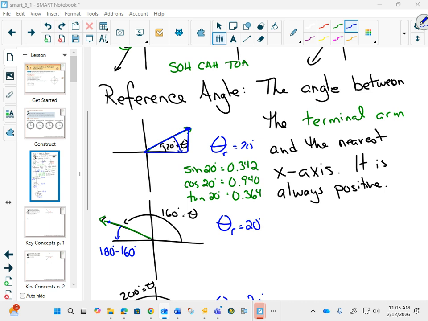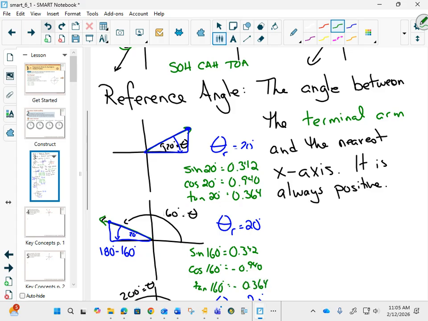Well, we still pick any random point on our terminal arm. We go back to the nearest x-axis, which includes our reference angle of 20 degrees. And an interesting thing happens. Sine of 160 degrees, I'll color code it just like we had before in green. Sine of 160 degrees is still 0.342. But now cos of 160 degrees, the numbers stay the same, but it is now negative. And tan of 160 degrees, the numbers stay the same, but it is also now negative. And only sine stayed positive.